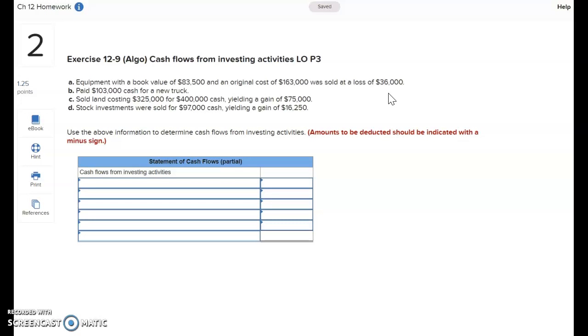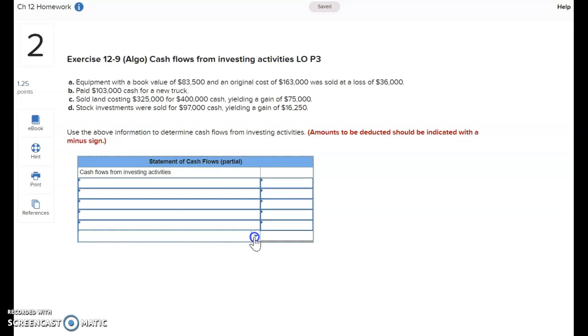Okay, so you've got to revisit what you learned in financial accounting about computing the gain or the loss on a sale of equipment. Okay, so we know we compare the cash we received to the book value. Okay, so if we sold it at a loss, that means the cash we received is less than the book value. Okay, and then keep in mind, if it's a cash received, it'll be a positive number. If it's cash paid, it'll be a negative number.